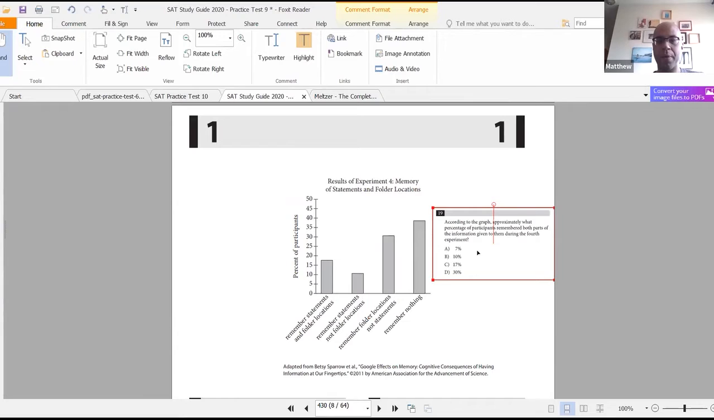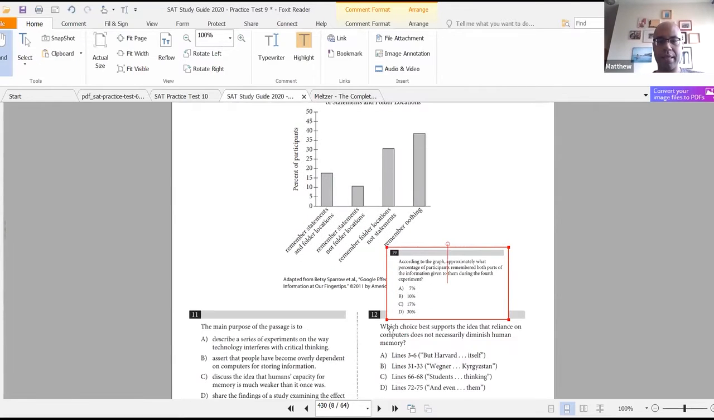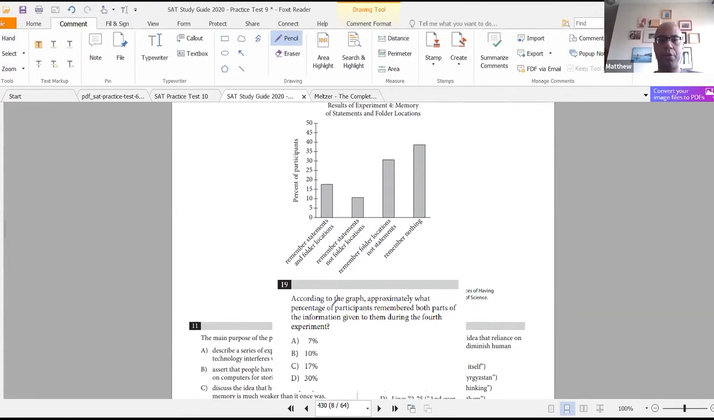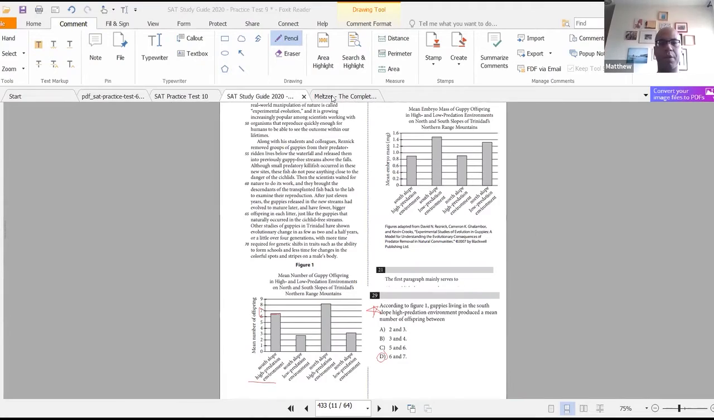So for instance, here, if we look at question 19, notice how this says according to the graph, right? And that tells us that we only need to use the graph in order to answer it. We don't actually need to read the passage, which is pretty nice, honestly, especially if we're running out of time and we need to zoom into a question that we feel confident that we can answer, okay? Let's talk about some more strategies.